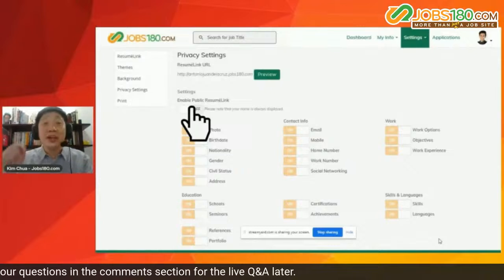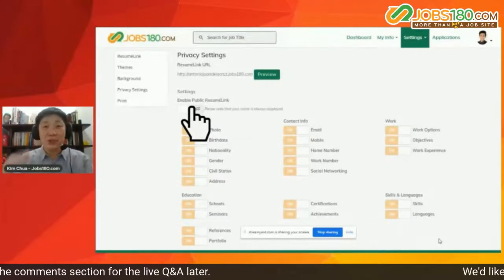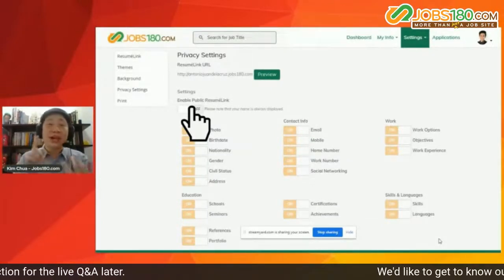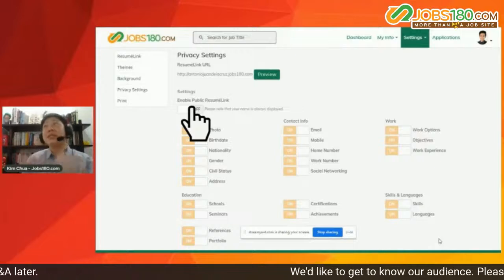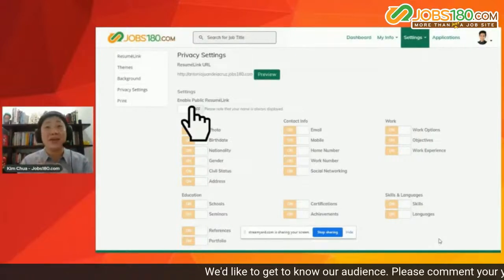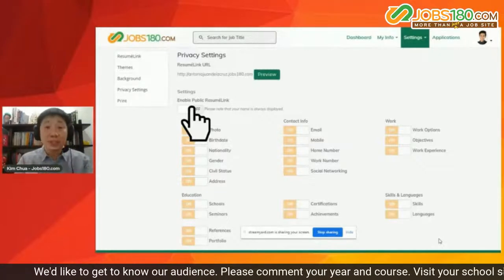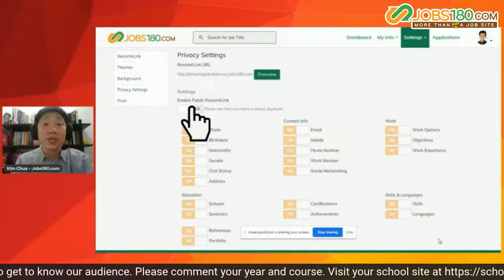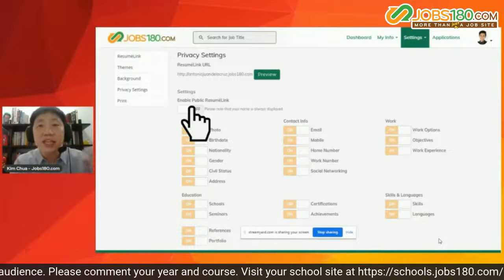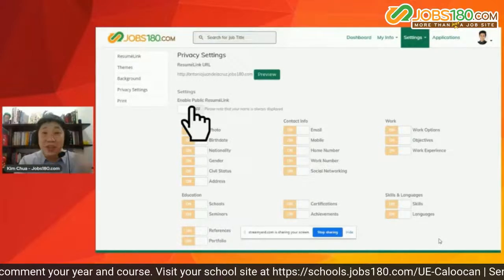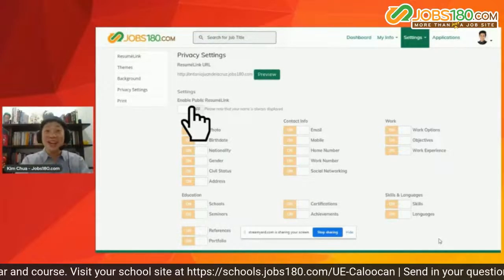Ang maganda pa rito, real-time update yan. Halimbawa, today, you decide not to show your birthday, your address, and references. And then 5 minutes later, you decide, sige, pakita ko na nga birthday ko. Turn it on. Real time. 5 minutes later, the moment you save your settings, lahat na binigyan mo ng resume link, updated na rin sila real time. As in real time. Di ba? Ayos, di ba?